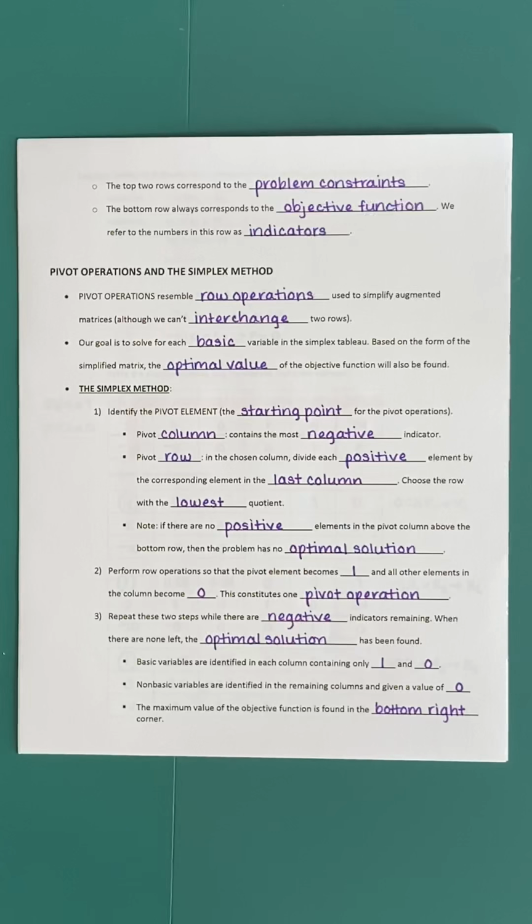Now, based on the simplified matrix, we'll talk about how we know it's simplified, how we know we're done. The optimal value of the objective function will also be found. So by putting this matrix into a particular form, not only are we going to find the values that the variables need to take on, but we'll also readily find the value that our objective function is going to take on in order to be maximized. So it's going to be a little bit of work to put this matrix in the form we want, but once it's in the form we want, we can immediately read off the entire solution.